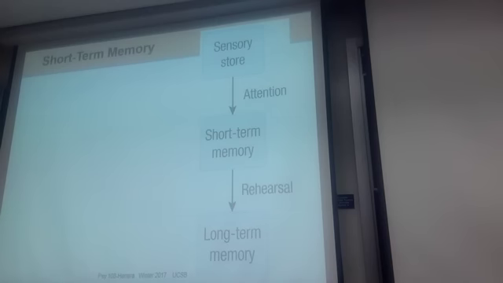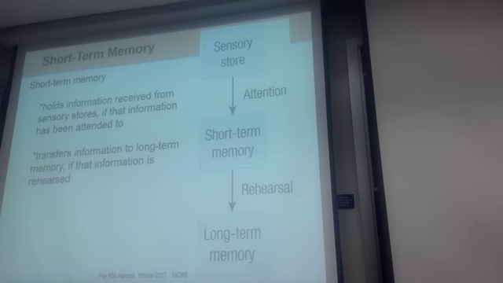So now we're turning to short-term memory. This lovely image of what it looks like. So short-term memory holds information received from our sensory stores if that information has been attended to. So that just means what we're getting in from our eyes or ears. And then that can get transferred into long-term memory if we rehearse it. And short-term memory only holds information for a short period of time. We're going to get more into detail of this, but that's a very, very broad overview.